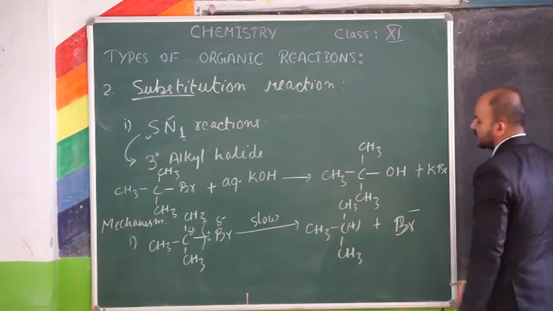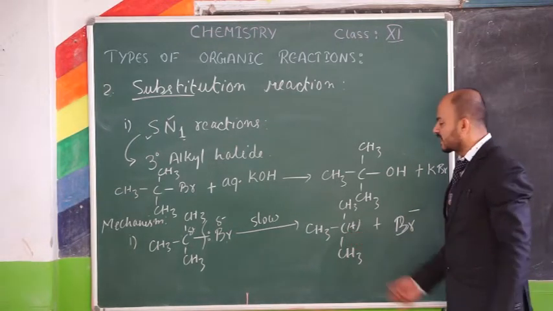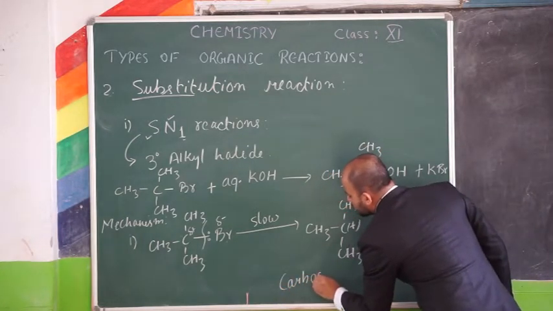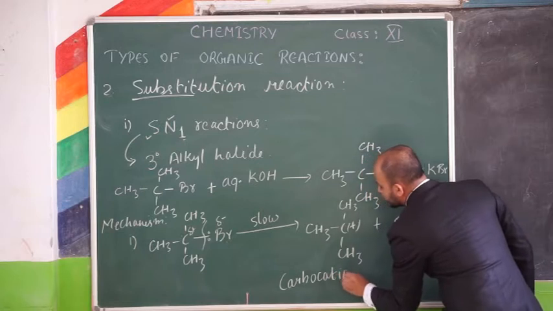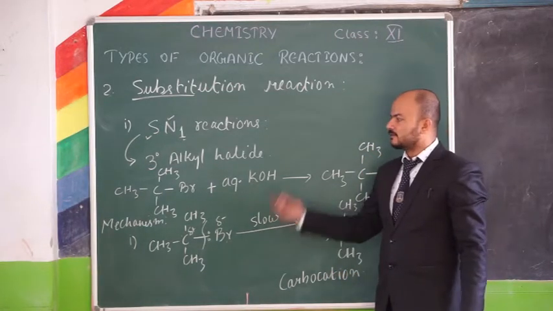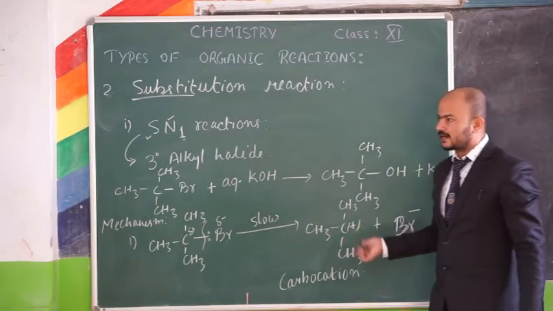Now you can see here, this carbon with positive charge is what? Carbocation. So in the first step, carbocation is generated. And this is the slower step. Now, the rate of this reaction is determined by this first step itself, formation of carbocation.